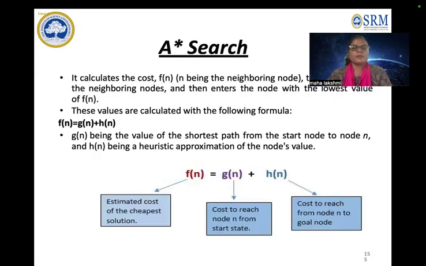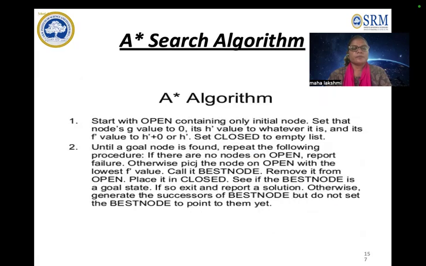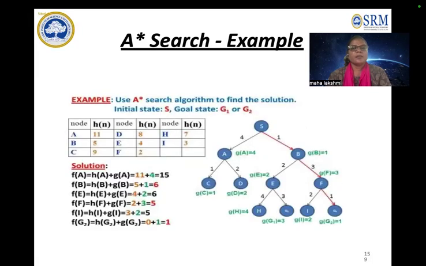If we see the A-star algorithm, we already discussed that it calculates the cost f of n based on g of n plus h of n. So the same thing, whatever we have explained so far, has been explained again in detail. This is another example for the A-star algorithm.